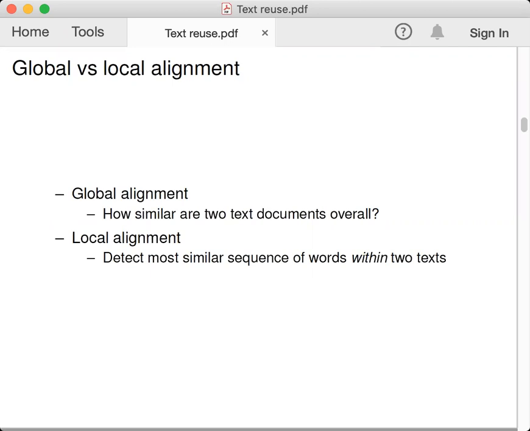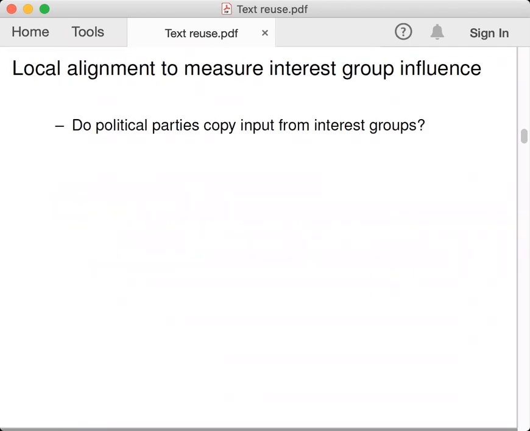And the local alignment approach is one where you are interested in detecting the most similar sequence of words within two texts. So given these two texts, what are the most similar sentences within them? It's more specific, hands-on, and concrete, in terms of what you get out of this approach. So I was interested in the second one and using it to measure interest group influence.